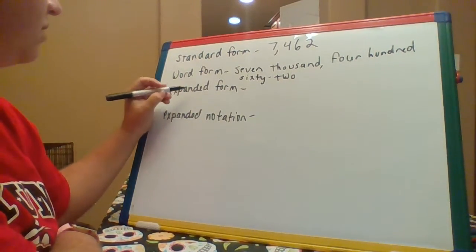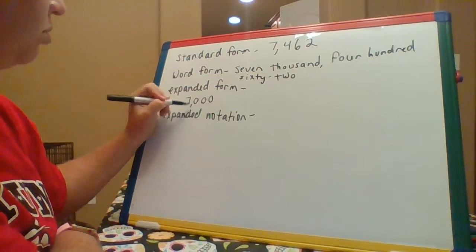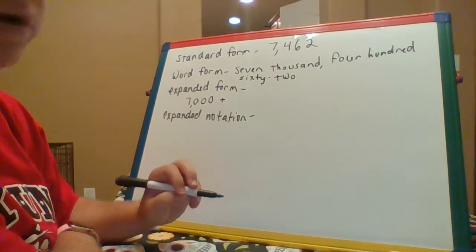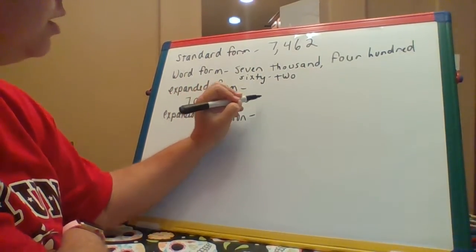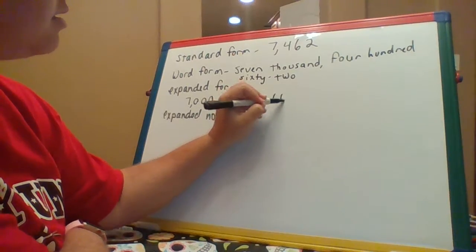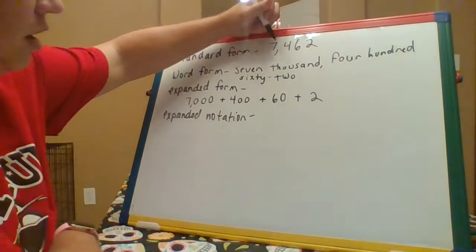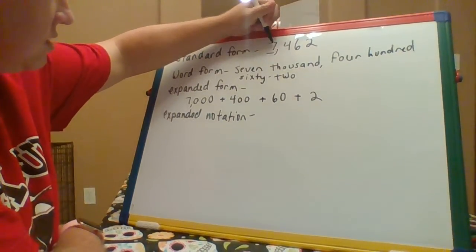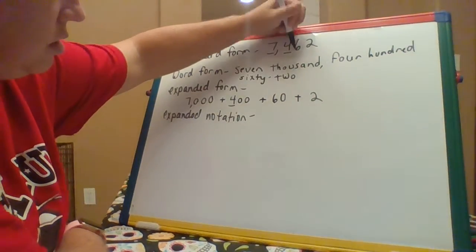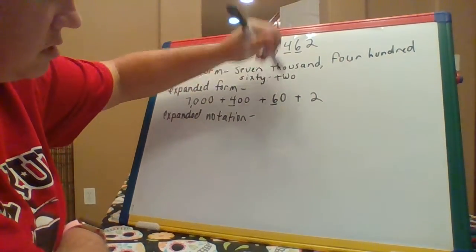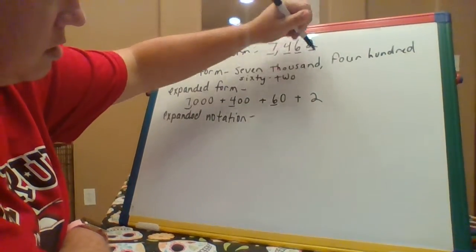So the 7, I know it's not a 7, it's actually 7,000. Plus the 4 is not a 4, it's in the hundreds place. 400 plus 60 plus 2. And I can go and I can mark an underline. So 7,000, 7,000. 400, 400. 6 tens will be 60. And 2 ones, 2 ones.